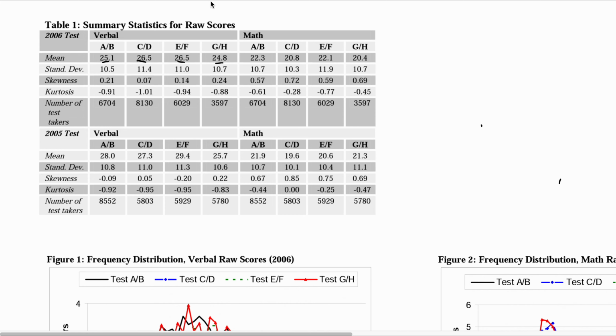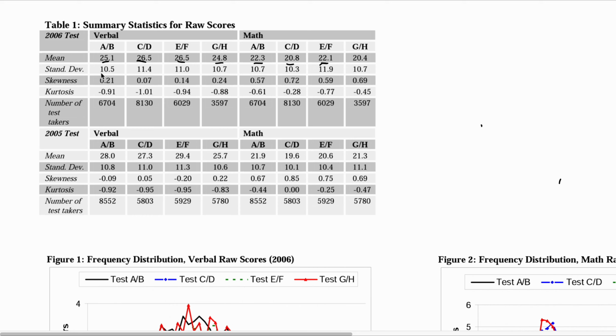The verbal and math both range from 0 to 50. There are 50 questions on each of the verbal and the math in 2006, and you can score anywhere from 0 questions correct to 50. It looks like they designed it so that the average person got about half of the questions right on the verbal, and maybe slightly less than half on the math. And it looks like we have a similar trend in 2005.